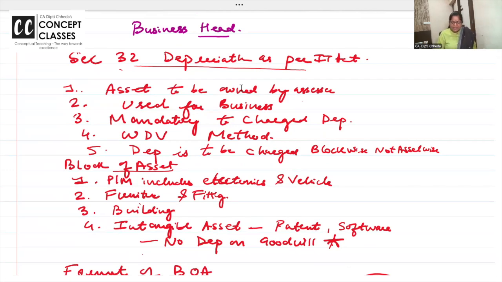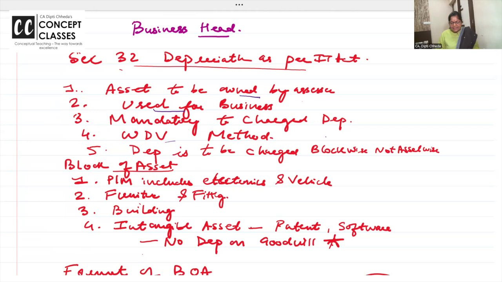Depreciation in income tax is to be charged by the owner. You're the owner of the asset, charge depreciation. It should be used for business. It is mandatory to charge depreciation. "Ma'am, it's already a loss this year, I'll not charge." Arey, you use the asset, no. It will increase the loss, but still charge depreciation. So it's mandatory to charge depreciation.